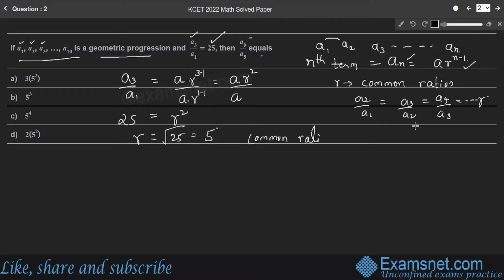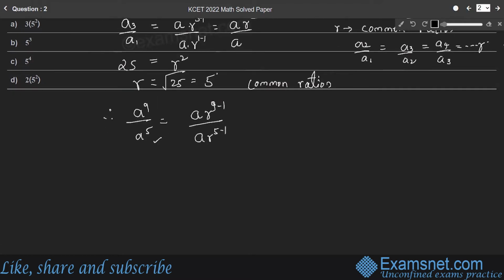Common ratio is 5. Therefore, the question is to find the value of a9 by a5. So apply the same formula. an is ar raised to n minus 1. a9 becomes ar raised to 9 minus 1, which is 8, right? Whereas a5 becomes ar raised to 5 minus 1. Therefore, a will get cancelled. So r raised to 8 by r raised to 4.